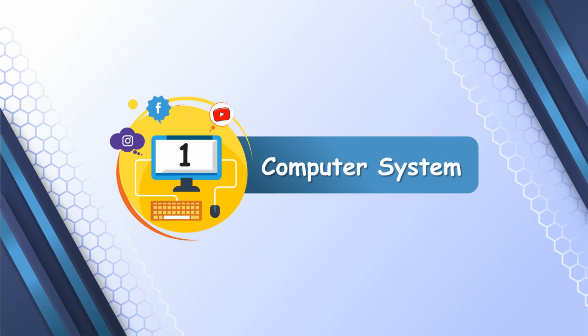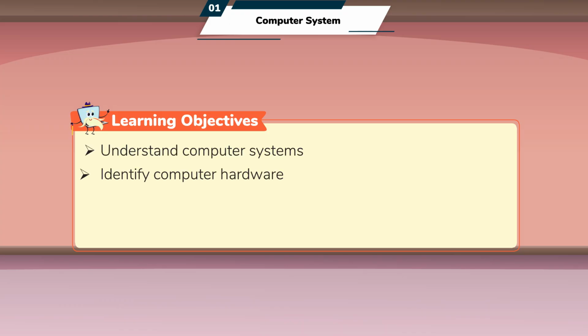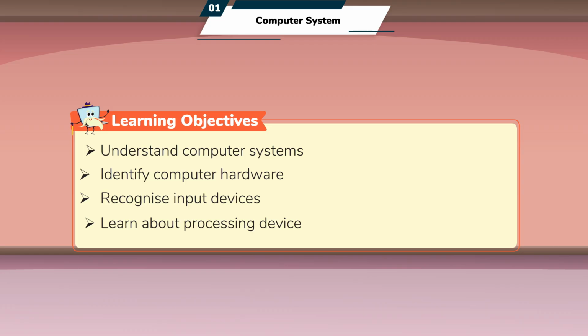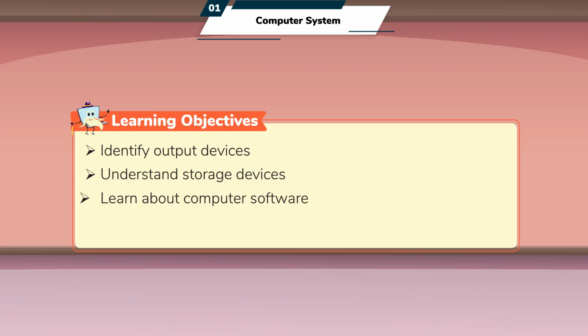Chapter 1 Computer System. Learning objectives. Understand computer systems. Identify computer hardware. Recognize input devices. Learn about processing device. Identify output devices. Understand storage devices. Learn about computer software. Know how a computer works.